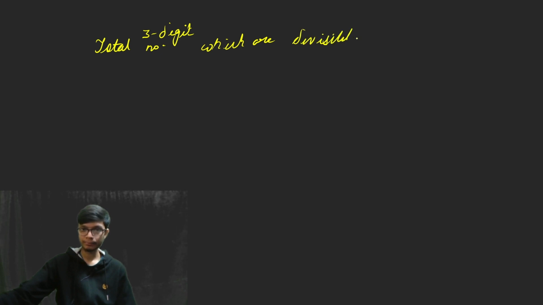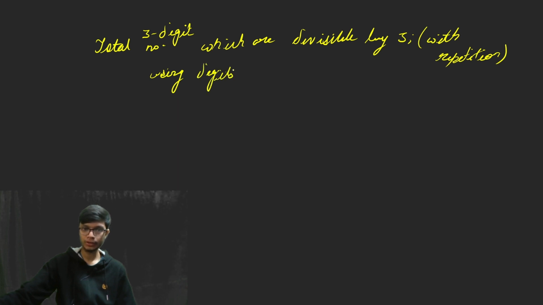So if you look for the total 3-digit numbers which are divisible by 3, with repetition, that is mentioned in the question, using the digits 1, 3, 8 and 5.